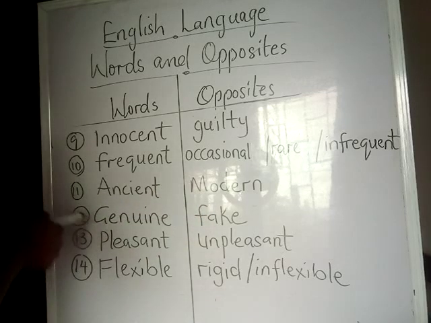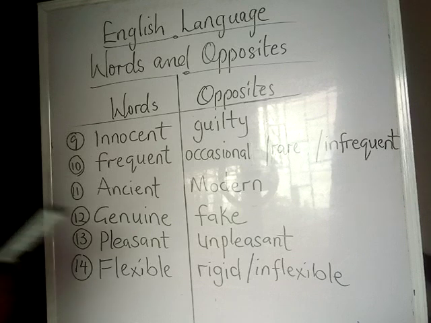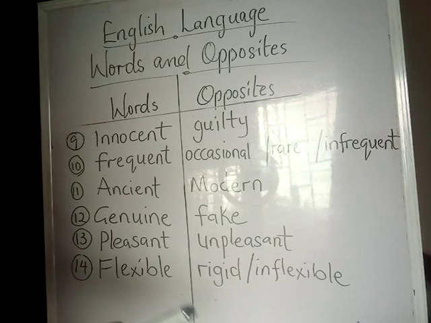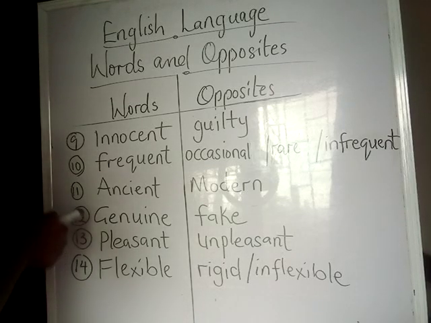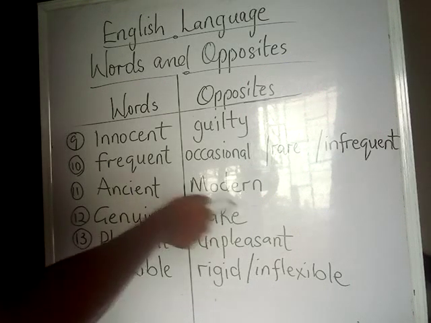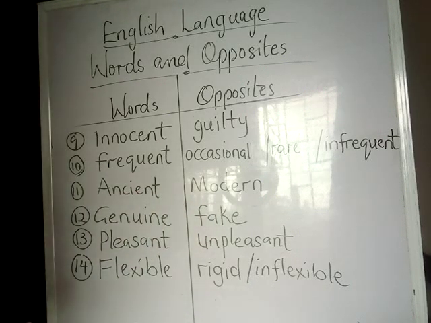And the next one here is genuine. Genuine means something that is proven, that is true, that is authentic. It is real. It is the good thing. And the opposite is fake. When something is fake, that means it's not the real thing.